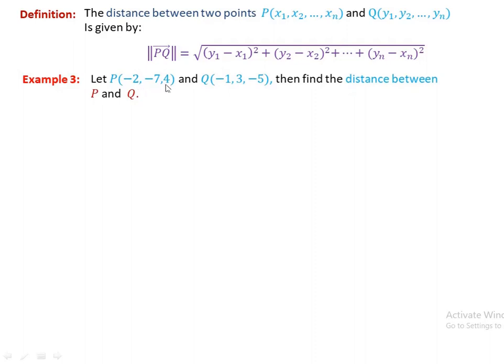For example, let the point p have components (-2, -7, 4) and q be (-1, 3, -5).